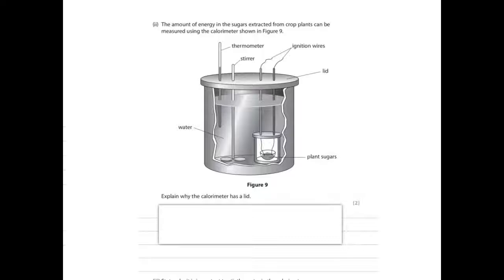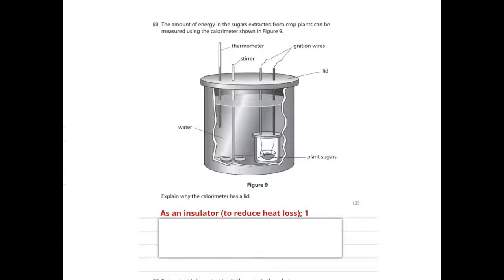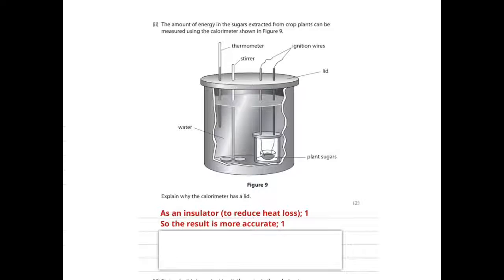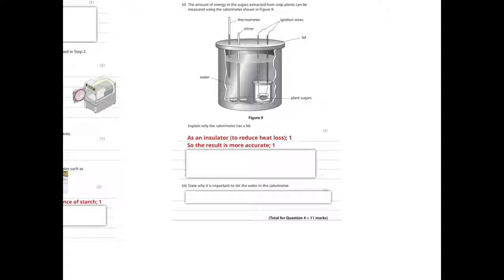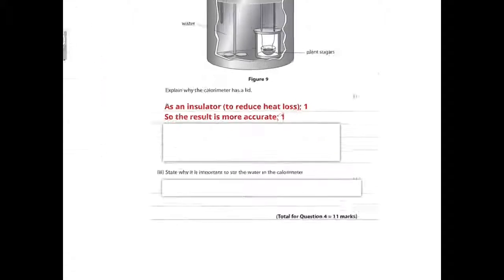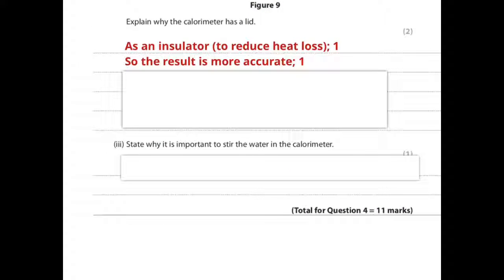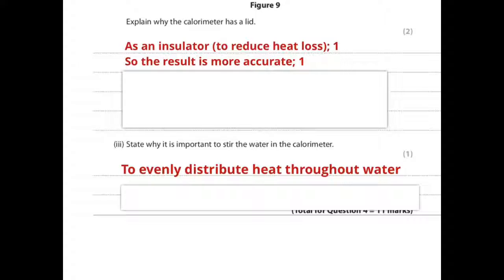So explain why the calorimeter has a lid. Give a reason, so say what it's there for and why we need to do that. As an insulator to reduce heat loss, so the result is more accurate. So that's why it's there. It's important that it limits heat loss, but also that gives us a much more accurate reading of the energy transferred. Remember, 2-mark questions require 2 points. Next, state why it is important to stir the water in the calorimeter. Well, I've just talked about this, to evenly distribute heat throughout the water.